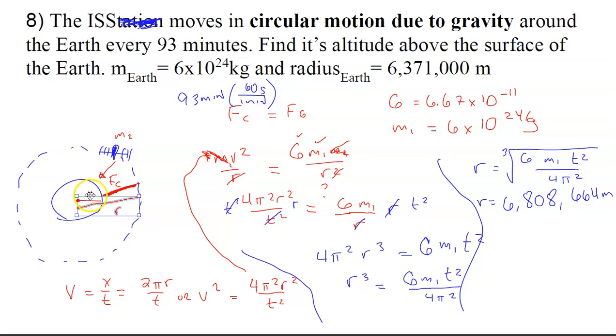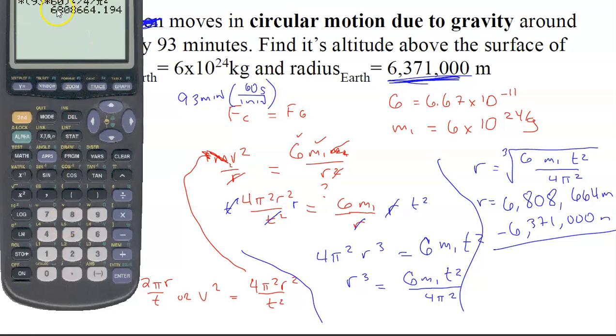They told us that the Earth's radius is this number, so we still need to come back and take this away. If I take that number and subtract 6,371,000 meters, then I'll get the number that we're looking for. There's from the center of the Earth to the center of the International Space Station. I want to start at the surface of the Earth and go up, so let's subtract the radius of the Earth.